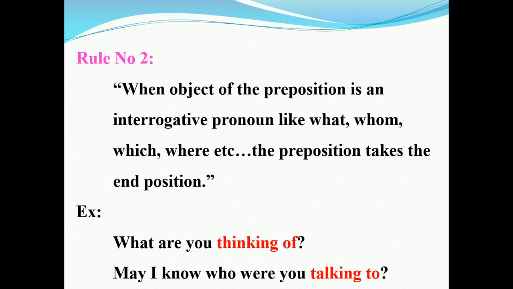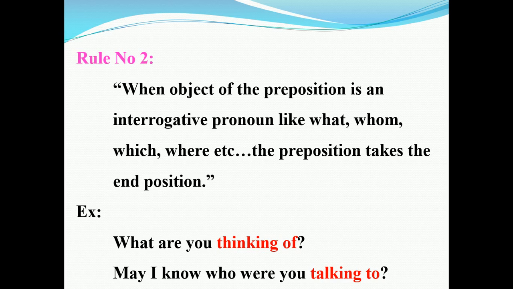After going through these examples, let's revise the rule once again. When the object of the preposition is an interrogative pronoun, see, what and who, in both the sentences you can see an interrogative pronoun. Interrogative means, I think it's clear to you, something which is in the form of a question. If a sentence is in the form of a question, we call it an interrogative sentence, asking something. Interrogative pronouns like what, whom, which, where, etc. The preposition takes the end position.